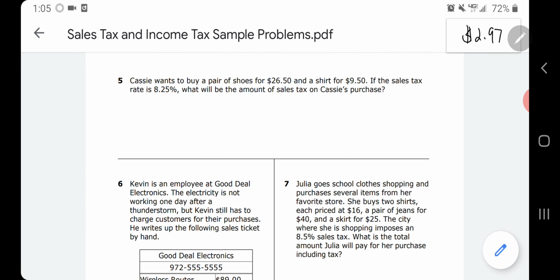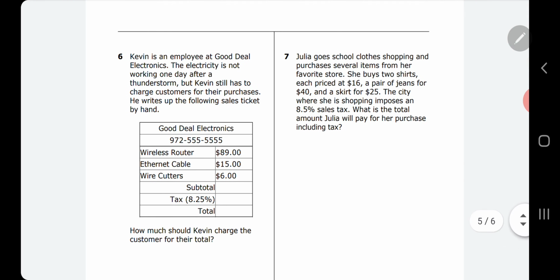So once again, well, let me grab it. There we go. $2.97 in sales tax. Okay. Moving on.